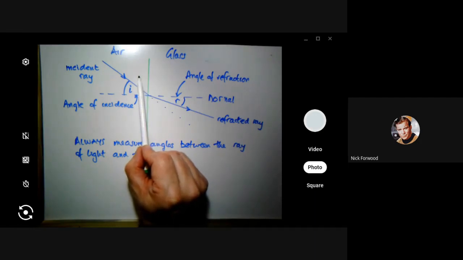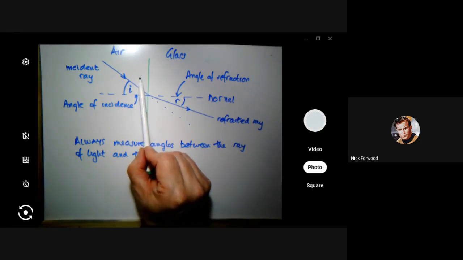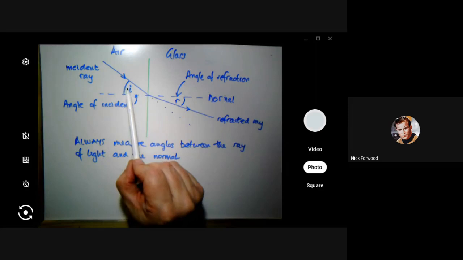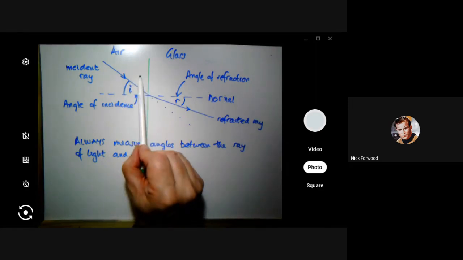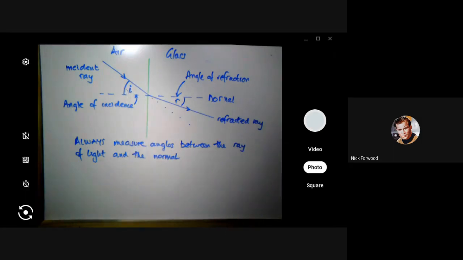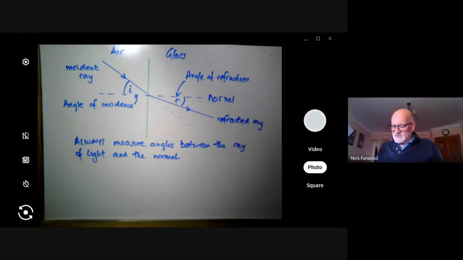We're going to get on and we're going to do some calculations. And if that was 70 degrees, that's not the angle you want. You actually want this angle in here. And if you know that this total angle is 90 degrees, then if that was 70, this would be 20. So you need to remember, always measure angles between the ray of light and the normal. So this is a sort of secondary thing about refraction.